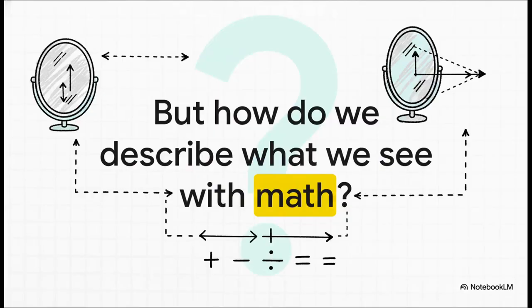I mean, think about it. We can look at an image and describe it with words. We can say it's bigger or upside down or it looks like it's behind the mirror. But to actually do physics, we need to translate those words into a precise mathematical language, and that is the whole point of sign conventions. They're like the grammar rules for the language of optics.